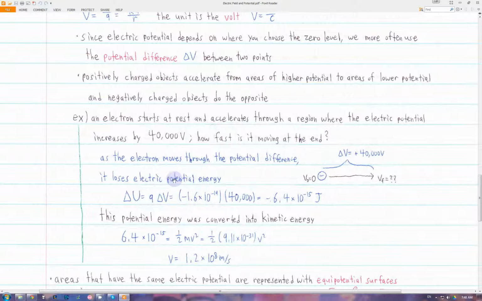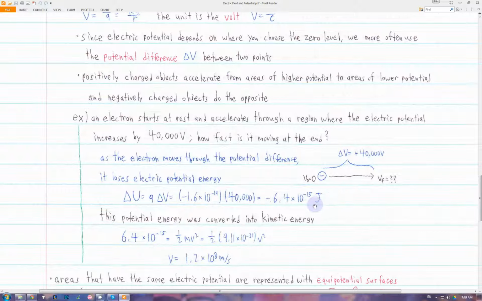When an object moves through a potential difference, then the change in electric potential energy will be equal to the potential difference times its charge. We just got that from rearranging the definition of electric potential. So we plug in the charge of an electron and the voltage difference, and we find that the change in energy is negative. So when negatively charged objects move from low to high potential, they lose energy. And that means positive charged objects do the opposite: when they move from high to low potential, they lose energy.